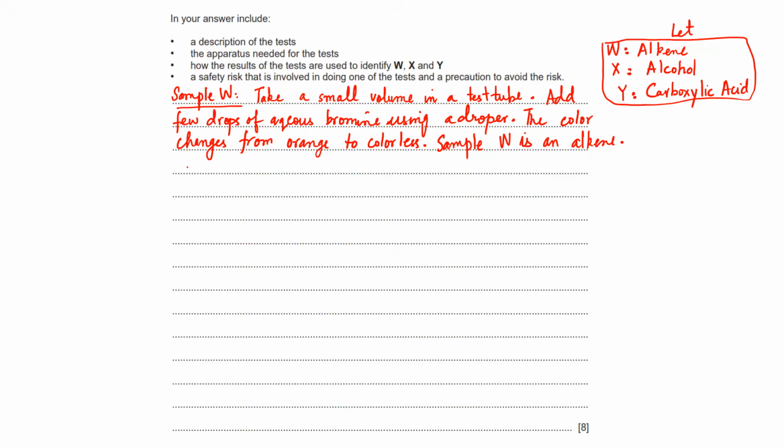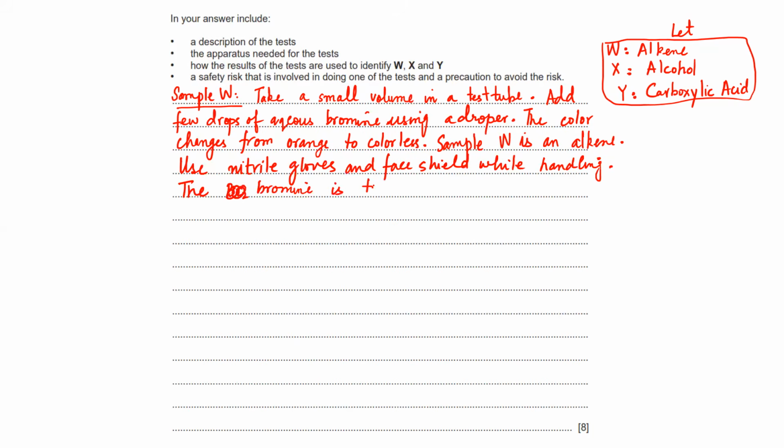So for precautions, use nitrile gloves and a face shield while handling the bromine gas, or bromine, which is toxic and corrosive. I mean, this is just toxic.